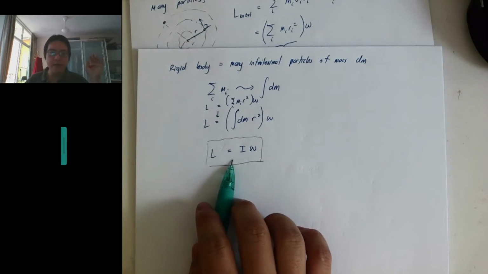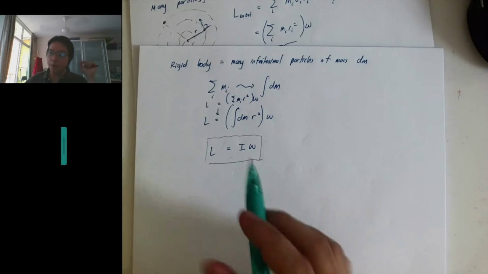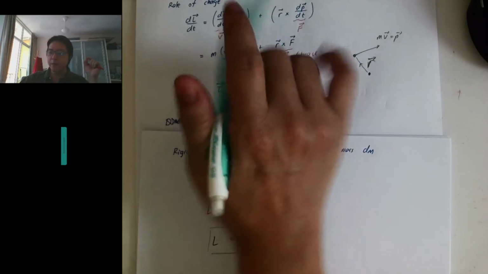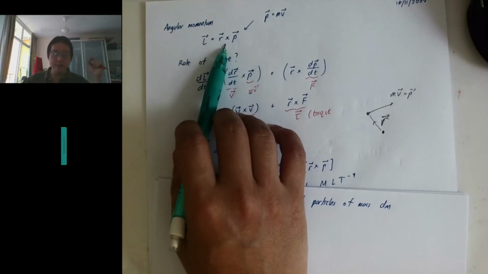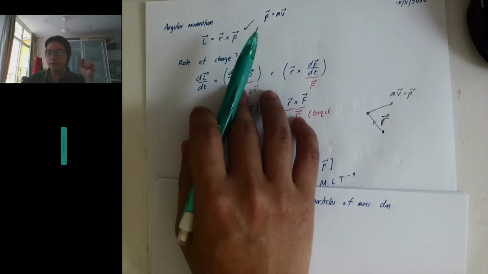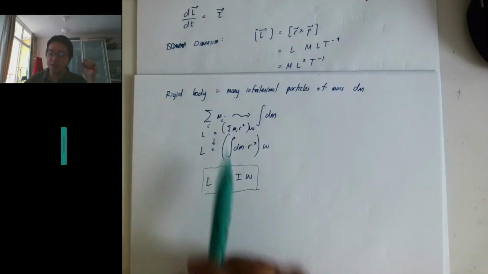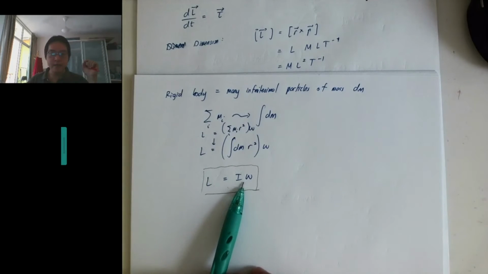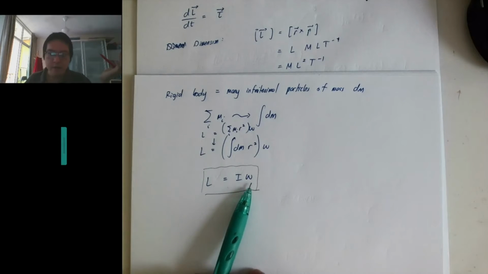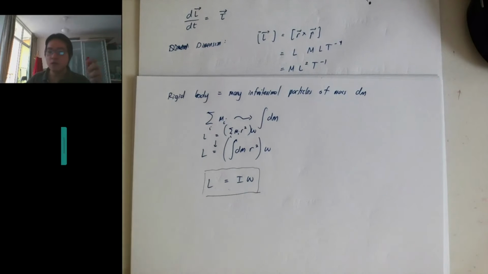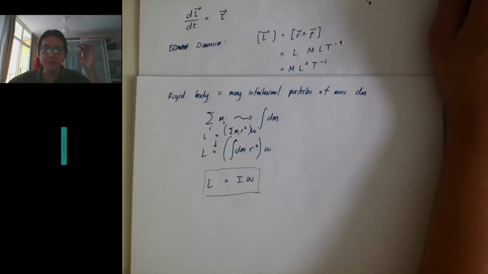How we calculate angular momentum: for a point particle, it is r cross p. No big deal. But if it's a rigid body, it's I omega. So there are two ways the formula for angular momentum can come in, and it depends on whether it's a point particle or a rigid body.